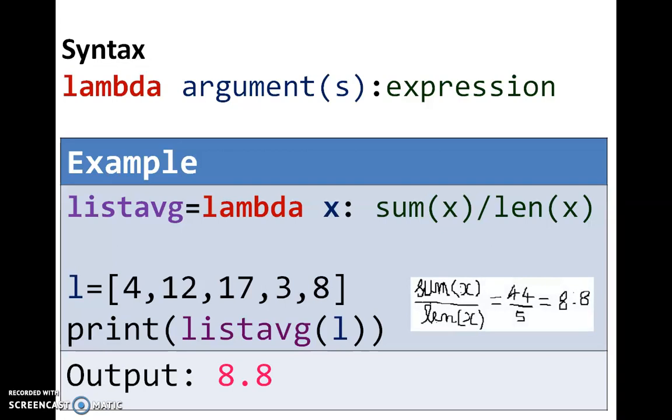So you get the sum of the elements of L, which is 44, divided by len of x, which is the length of L, because L contains 5 elements. So 44 divided by 5 is equal to 8.8. So you get the output as 8.8.